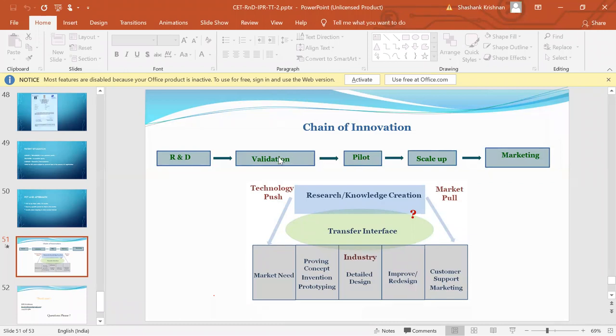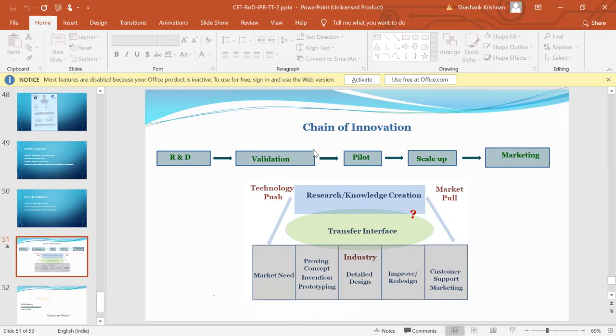You have a prototype at this stage, you make 100 prototypes. That is called piloting. And you can do a test marketing if you like to see whether it works. And then you'll get feedback, okay, this part is not okay, that is not okay. You can scale it up and you can do the marketing. This is the whole process which is called the chain of innovation. And let me give you one or two examples.